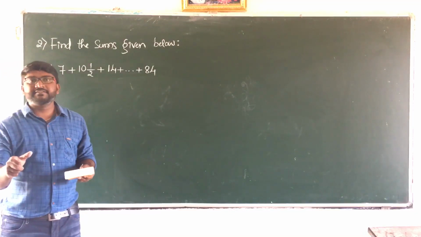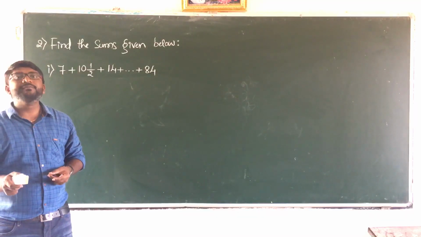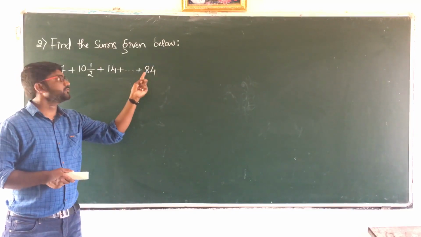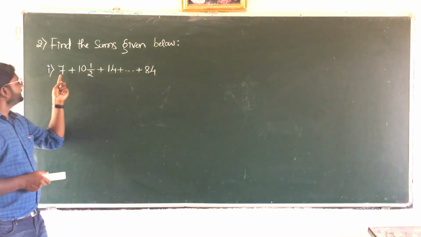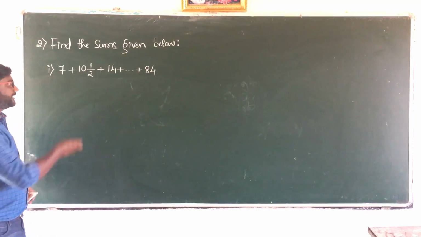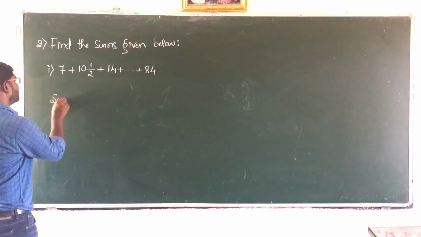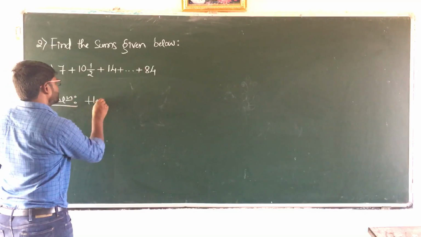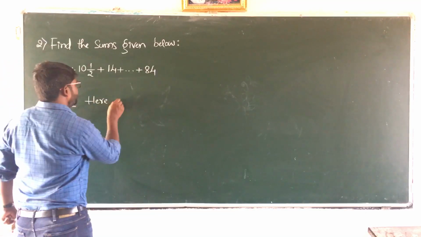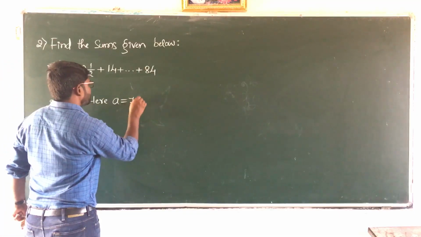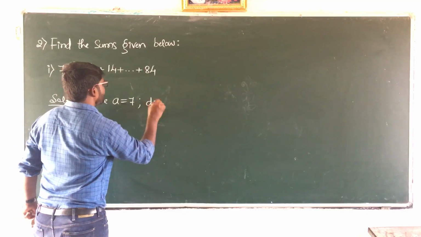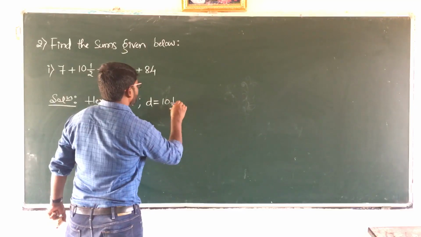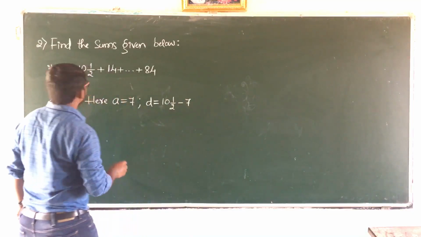In order to find the sum, first we have to find the number of terms. So this is going to be the nth term of an AP, so this is an. First term is 7. So let us note down the given information. Here a is equal to 7, then d is equal to 10 1/2 minus 7.